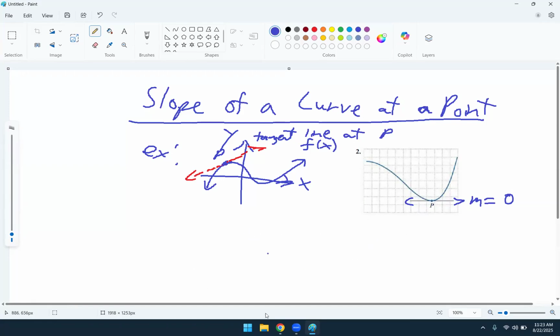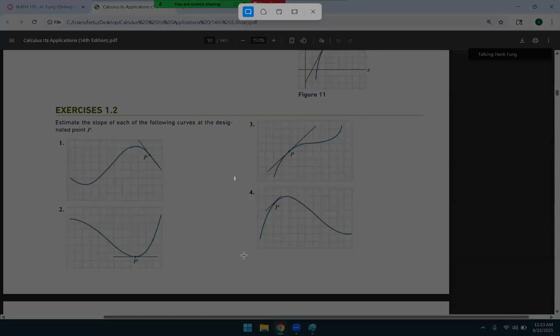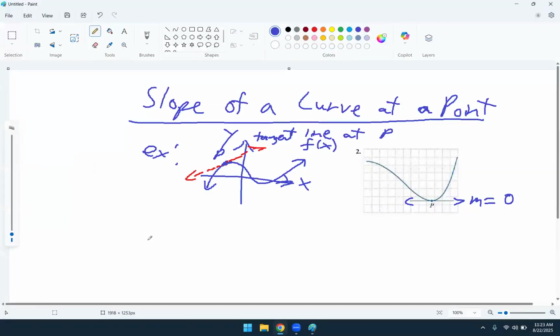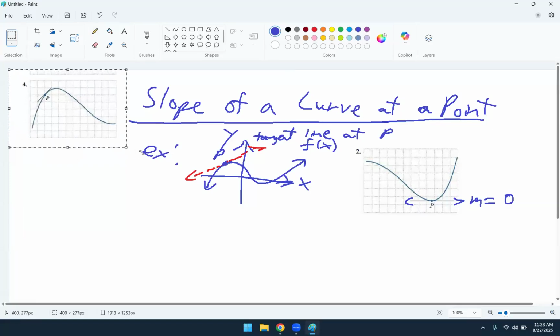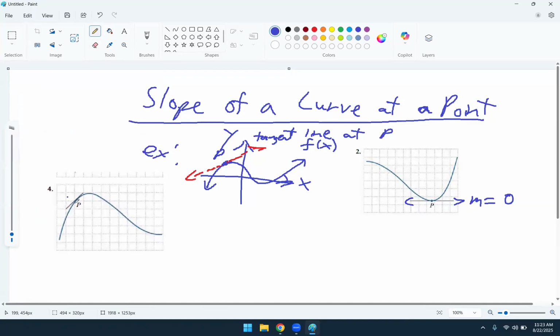All right. Let's look at one where it's not zero though. Let's try number 4, for example. Here we have a diagonal line. Let's look at this problem. On number 4, here's a diagonal line at this point P. Now, none of these grids are labeled, so we can assume they're 1 unit each. Here's point P right here.